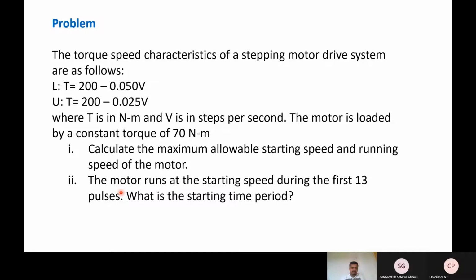Next, the motor runs at the starting speed during the first 13 pulses. What is the starting time period? That means in order to start the motor, you should input 13 pulses. Now what you should find is: what is the time taken to give 13 pulses input? That is the starting time period. So these things you should find out.